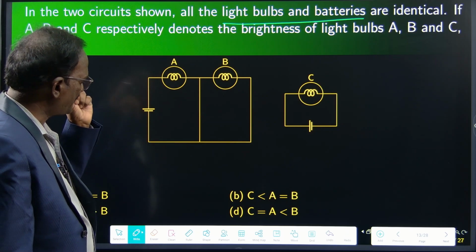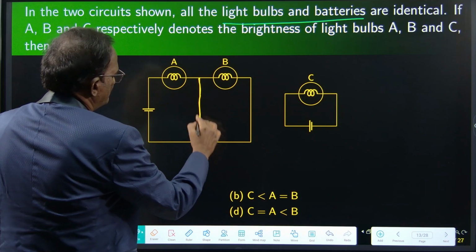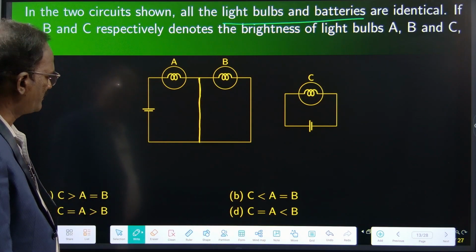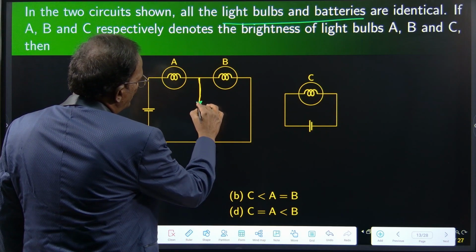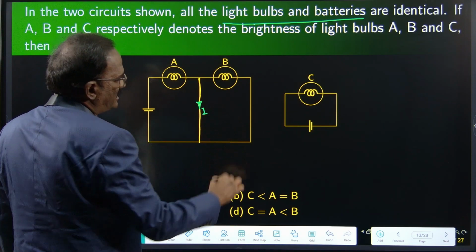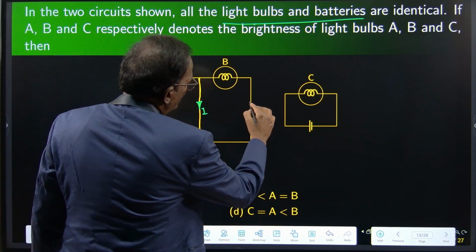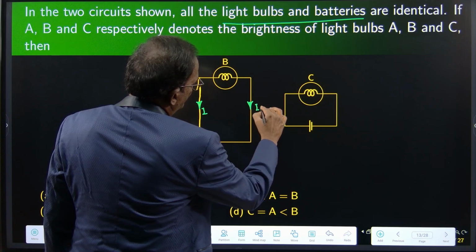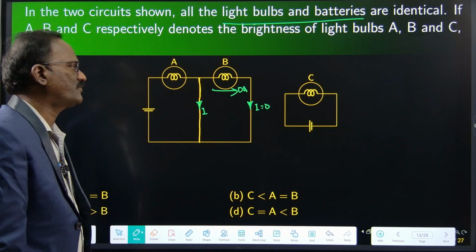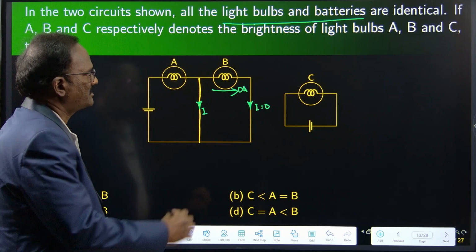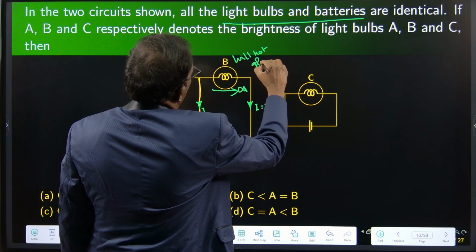Look here in the first circuit, the short circuit is important. The short circuit will make all the current from the battery flow through it. The entire current supplied by the battery will be flowing through the short circuit. So here the current value will be 0. No current is flowing through bulb B, 0 amperes. So the bulb will not glow.